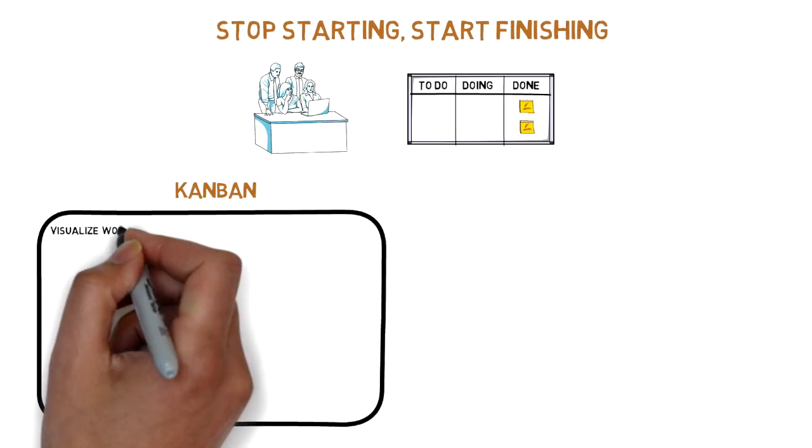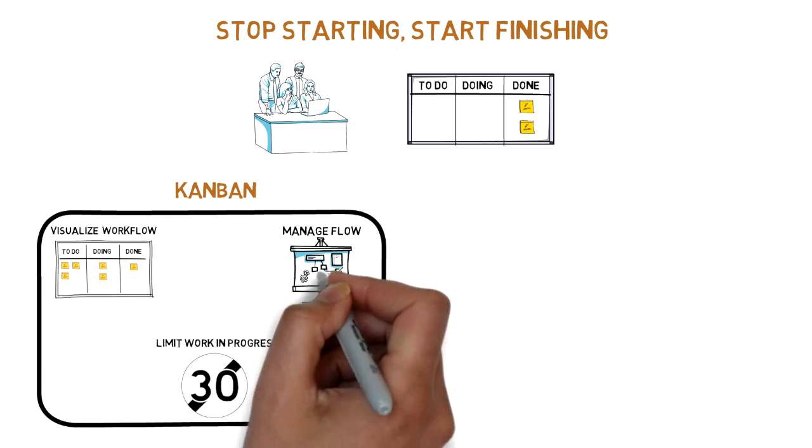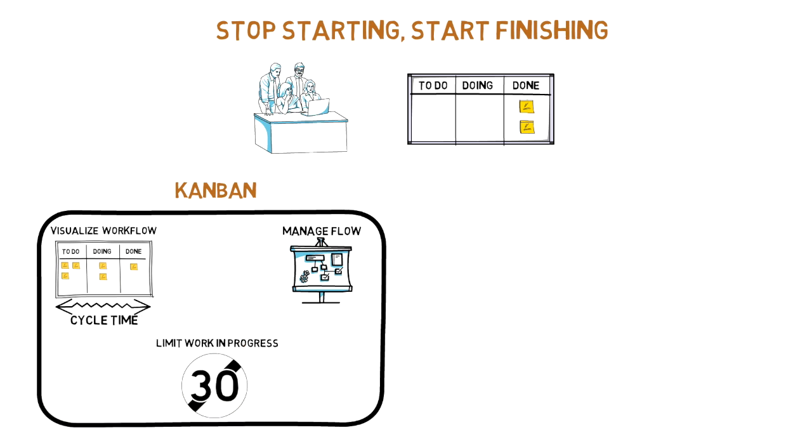Kanban is all about visualizing your work, limiting work in progress, and managing flow. Kanban teams focus on reducing the cycle time, the time it takes a task to go from start to finish. They do this by using a Kanban board and continuously improve their flow of work.